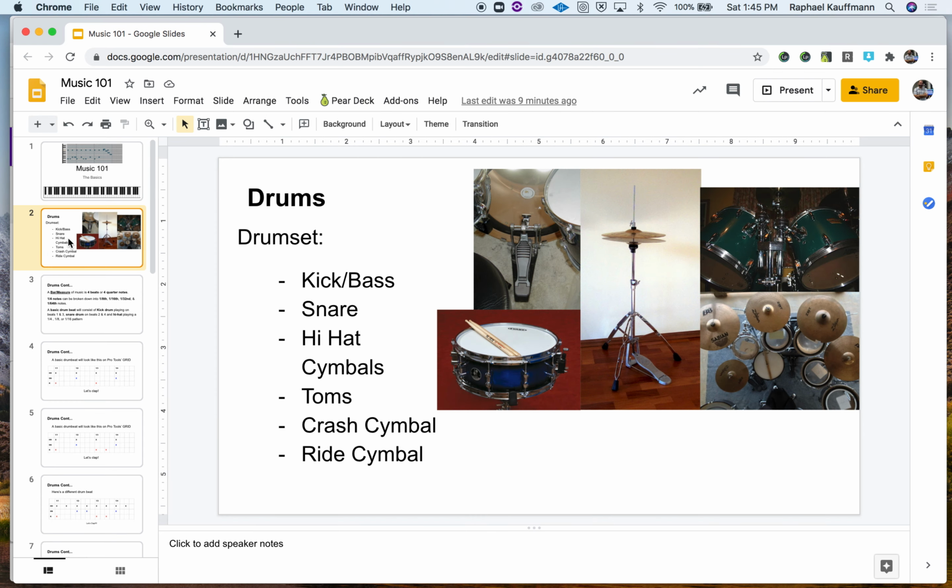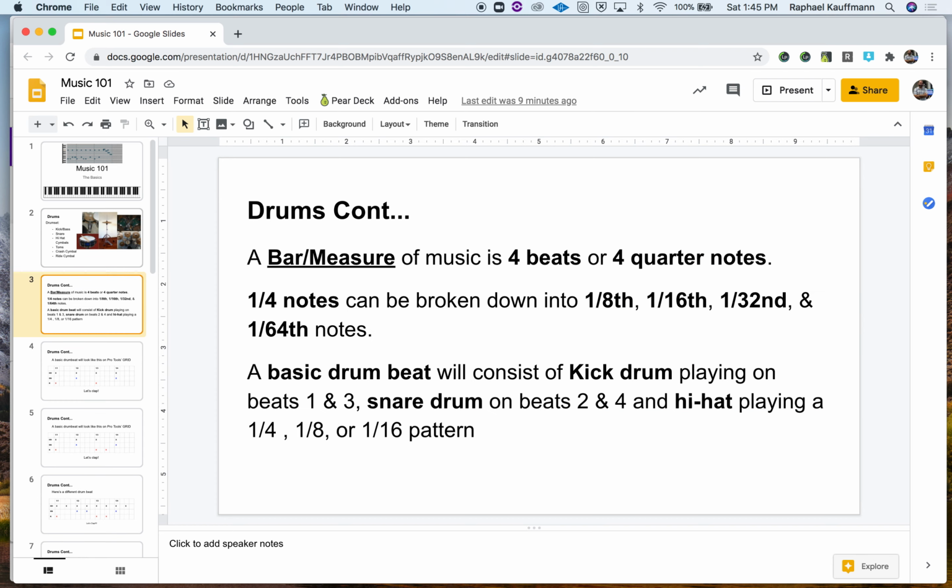We talked about the most important drums: kick drum, snare drum, hi-hat. We talked about a measure, that it's 4 beats, 4 quarter notes. Quarter notes can be broken down, so 8th notes, 16th, 32nds, 64ths. The kick drum tends to play on beats 1 and 3, snare drum on 2 and 4, and a hi-hat playing a more consistent pattern of quarters, eighths, 16ths, and any variation thereof. These are generalizations.